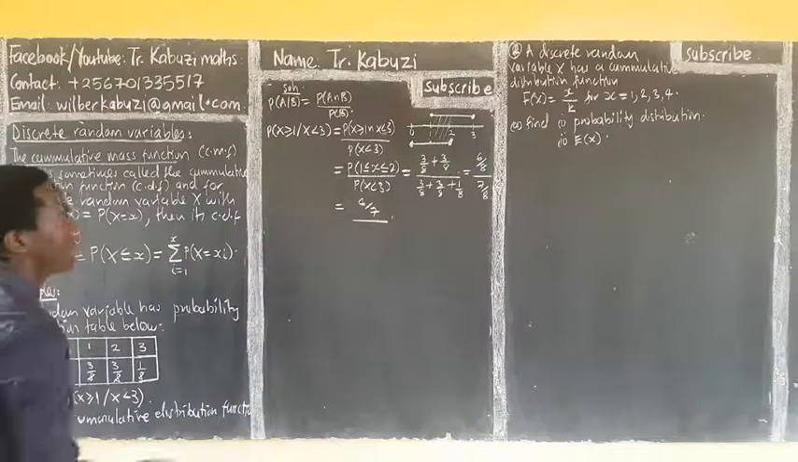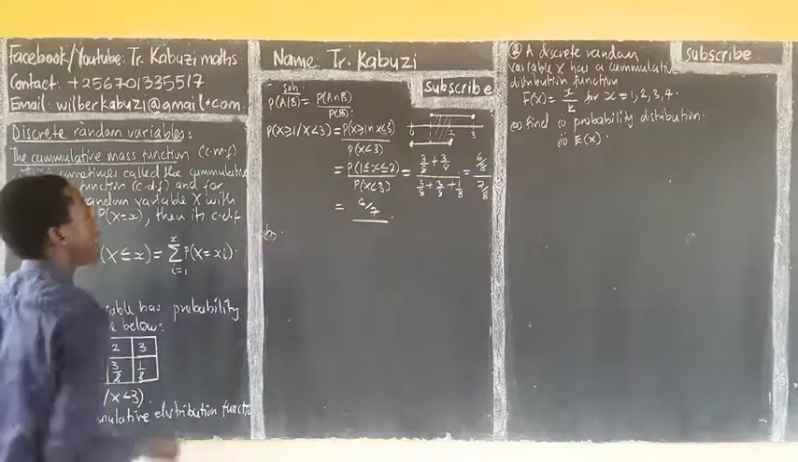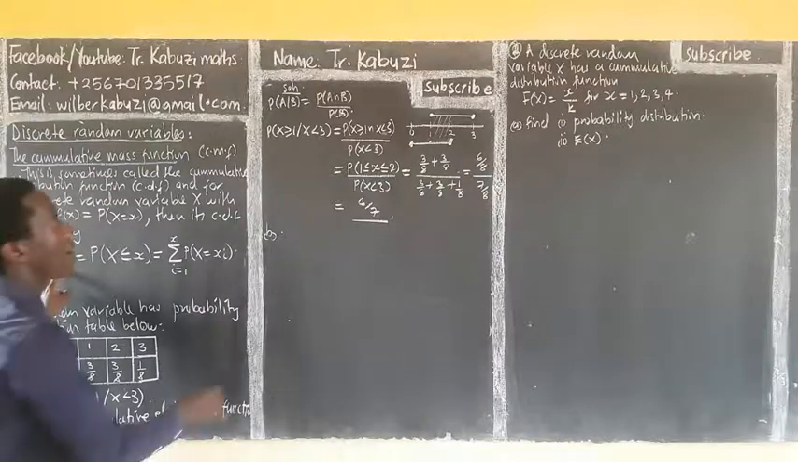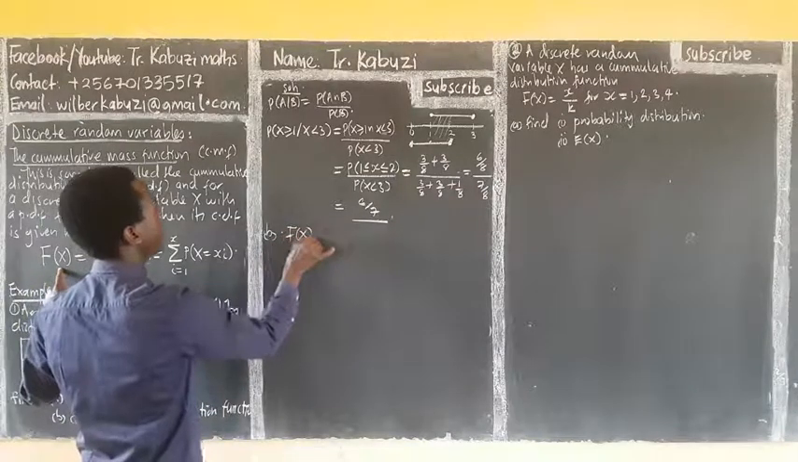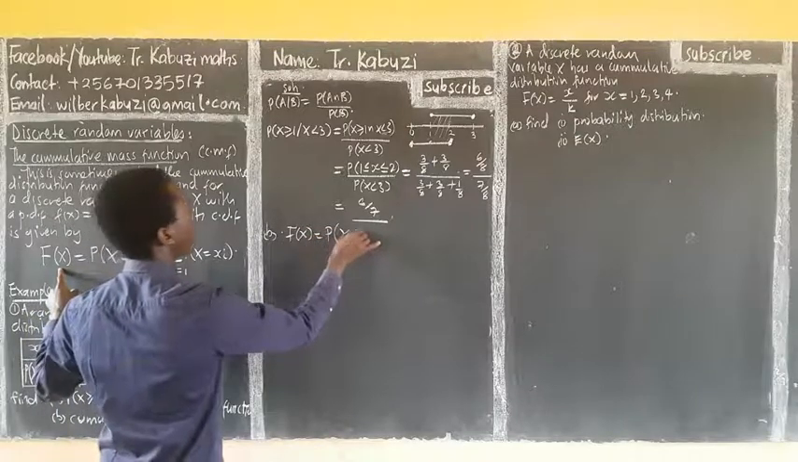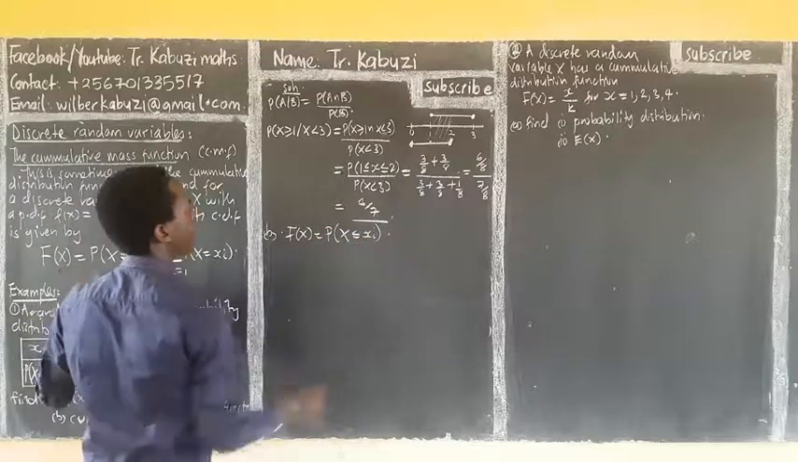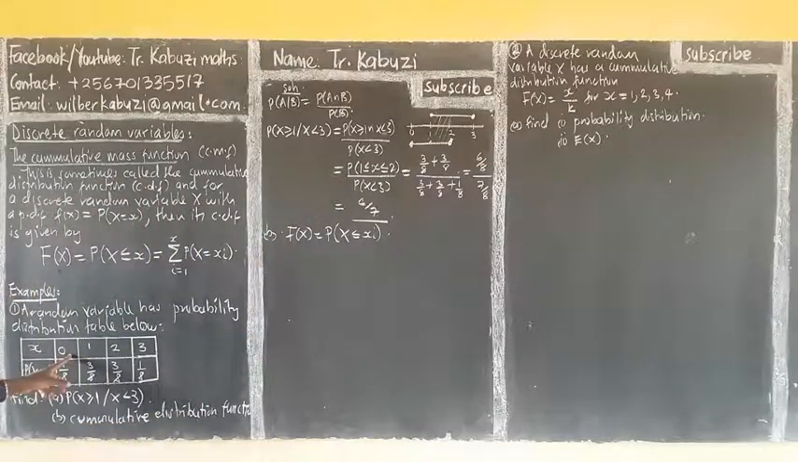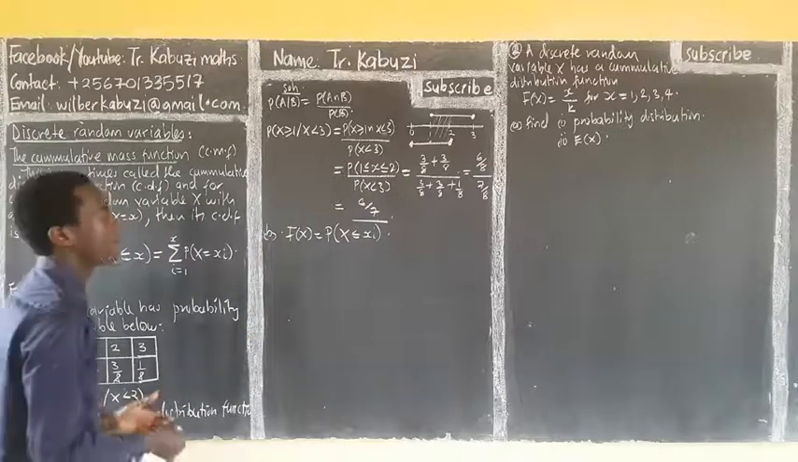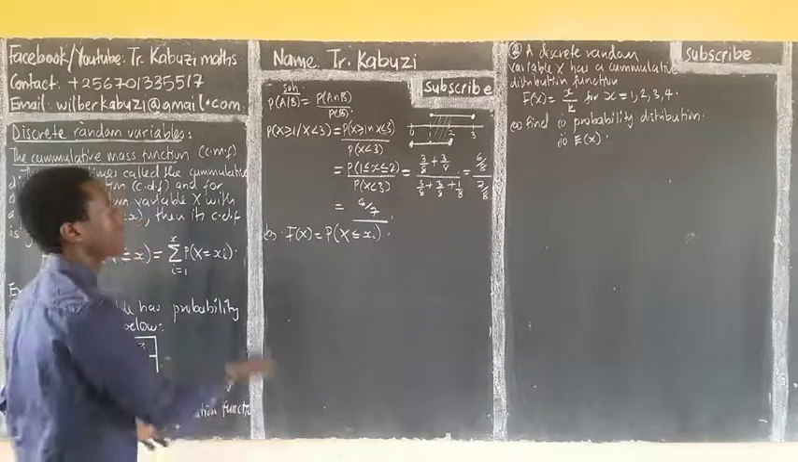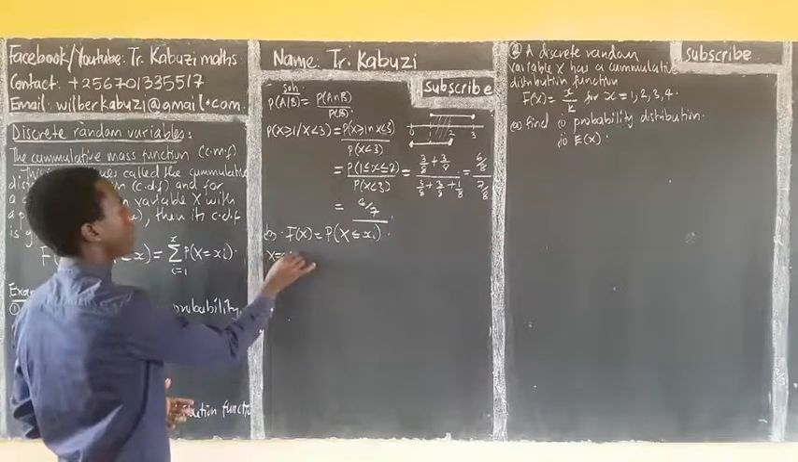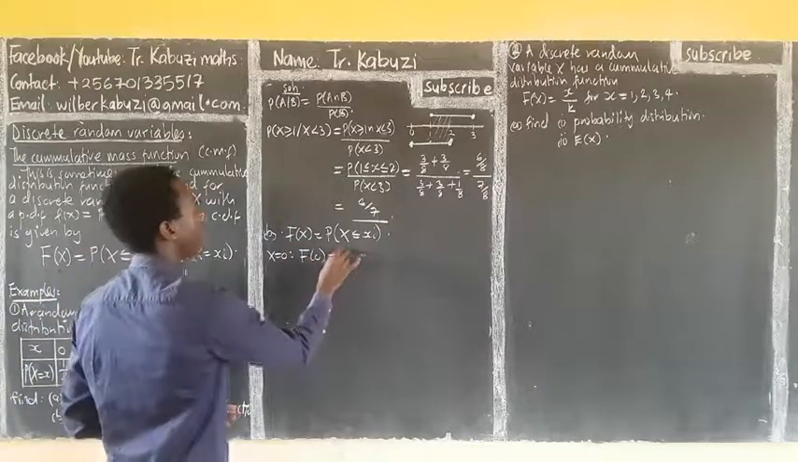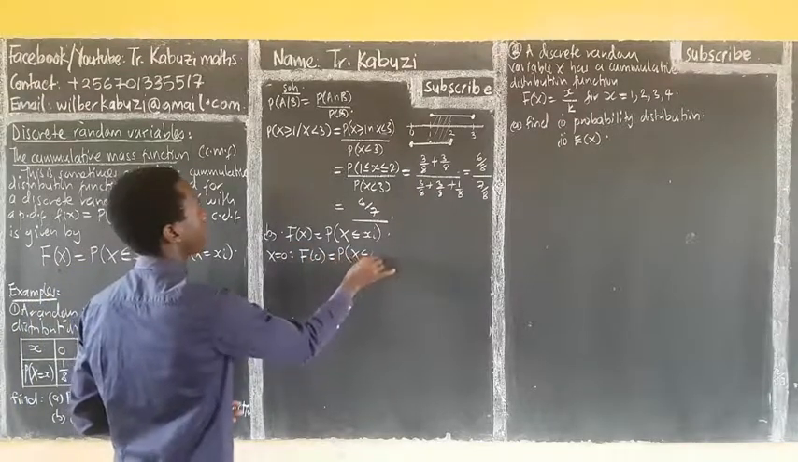Now, in part B, I want us to get the cumulative distribution function. So we say our F of x is given by the probability of x less or equal to. Our first case is when x is equal to 0. In simple terms, we keep on adding and adding. So when x is equal to 0, we have F of 0 equaling the probability of x less or equal to 0.